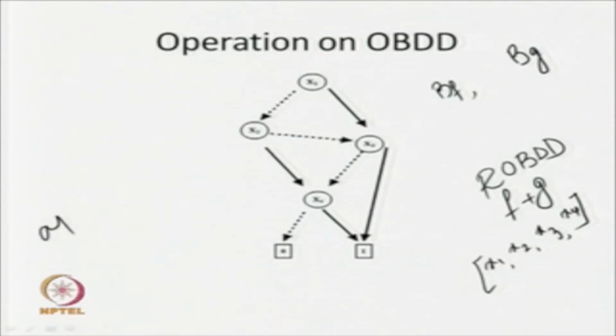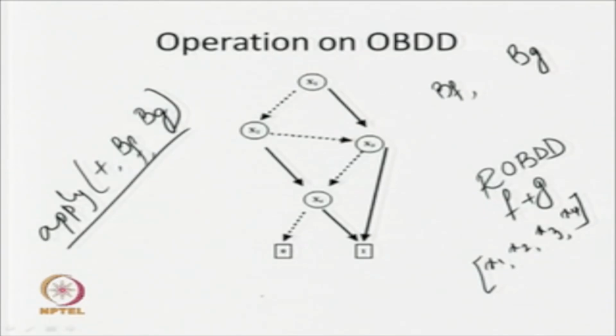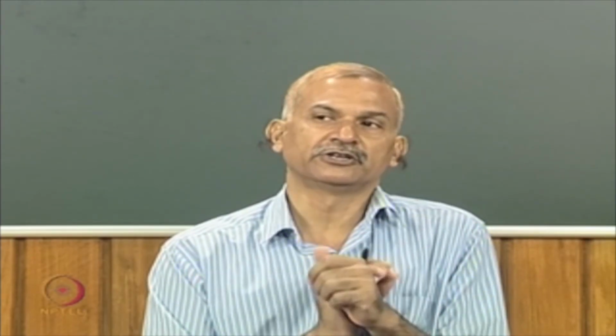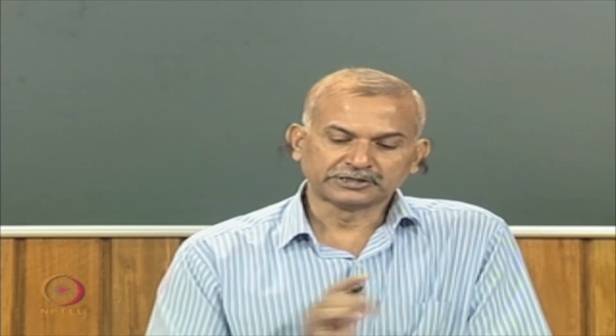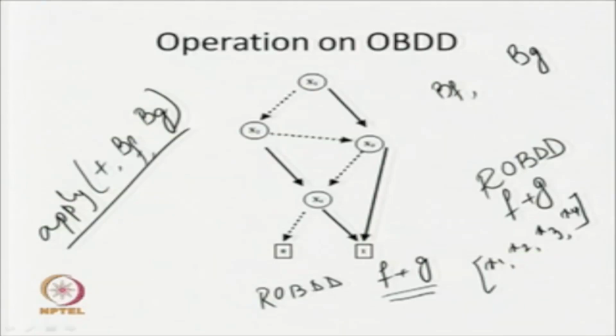So, what happened? We have used this apply algorithm, plus, BF, BG, and we are getting the ROBDD, the BDD for f plus g. So, like that, if we have two ROBDDs, we can always use some binary operation on these two structures, and we can eventually get the ROBDD to represent this particular Boolean operation. Okay. So, this is one important algorithm, and we will be using this algorithm while looking at the uses of ROBDDs.